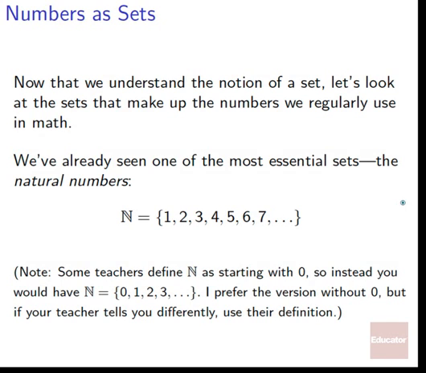One thing to note is some teachers will define the natural numbers as starting with a 0. So you might instead have N be 0, 1, 2, 3, 4. Exact same thing on the latter part of it. The tail of it is going to look the same. But you might start with 0, you might start with 1. I prefer the version without 0 that instead starts with 1. But some teachers make a distinction and will call the one starting with 1 the counting numbers and the one starting with 0 the natural numbers.